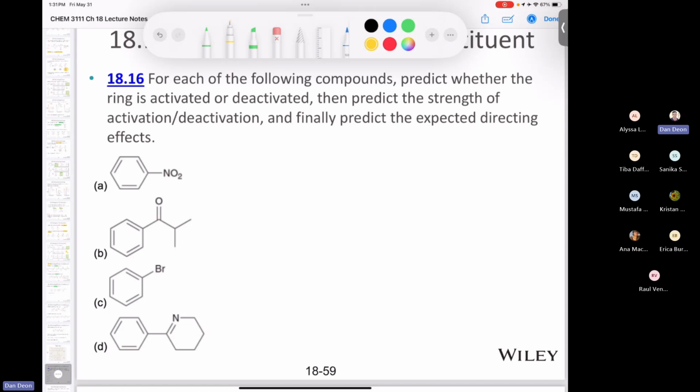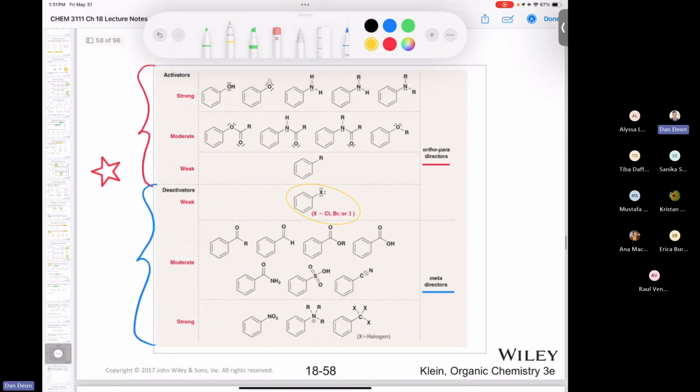moderate. Okay, so it says for each of the following compounds, you can see they're all monosubstituted benzenes, predict whether the ring is activated or deactivated, then predict the strength of activation or deactivation. And then finally, predict the expected directing effects. Okay, so let's do all three. The first one is a nitro group. I'm going to go back to the table, and you see that a nitro group is a strong deactivator, and therefore it's going to be a meta director.